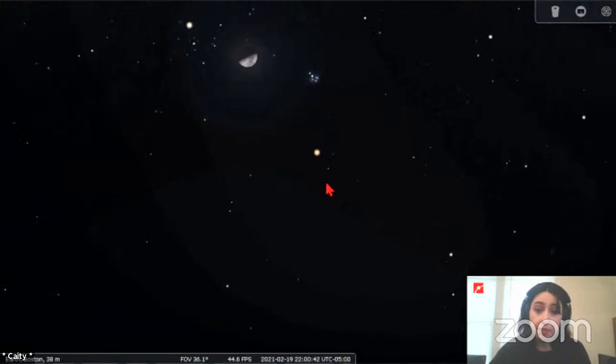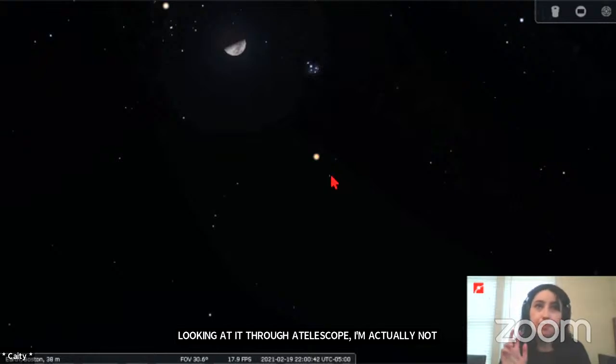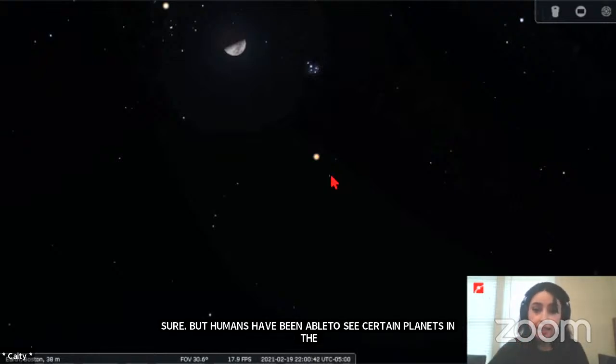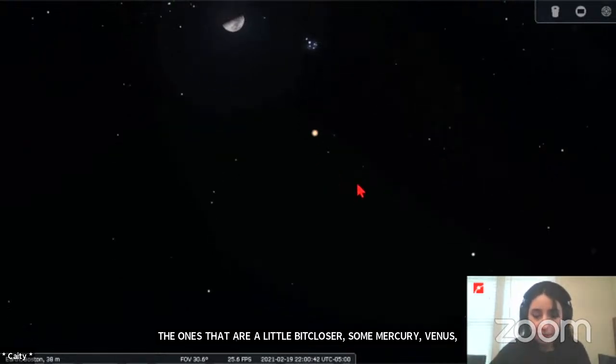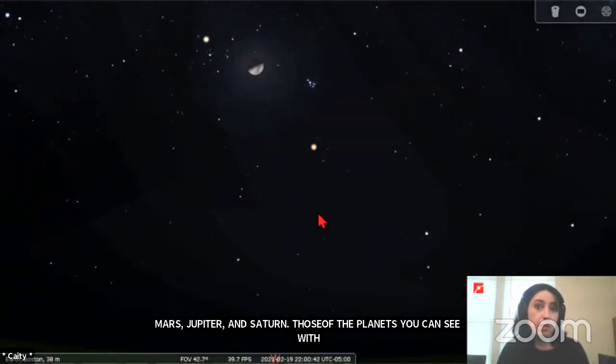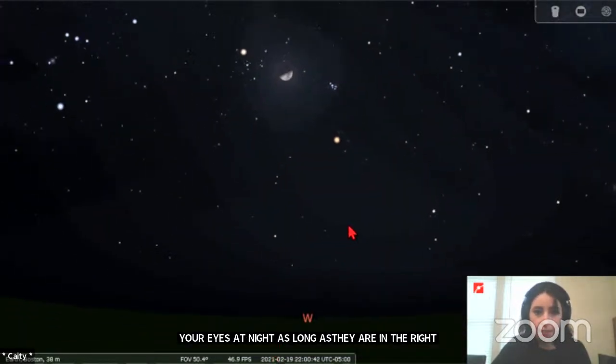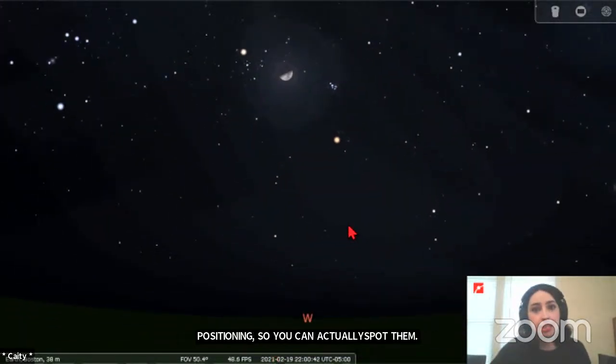But humans have been able to see certain planets in the sky, the ones that are a little bit closer. So basically Mercury, Venus, Mars, Jupiter, and Saturn. Those are the planets you're able to see with your eyes at night, as long as they're in the right positioning so that you can actually spot them. So they don't really have discoverers, because they didn't need telescopes in order to see these planets. So it's kind of a hard question to answer. And I'm not sure that there is any one particular discoverer of Mars.